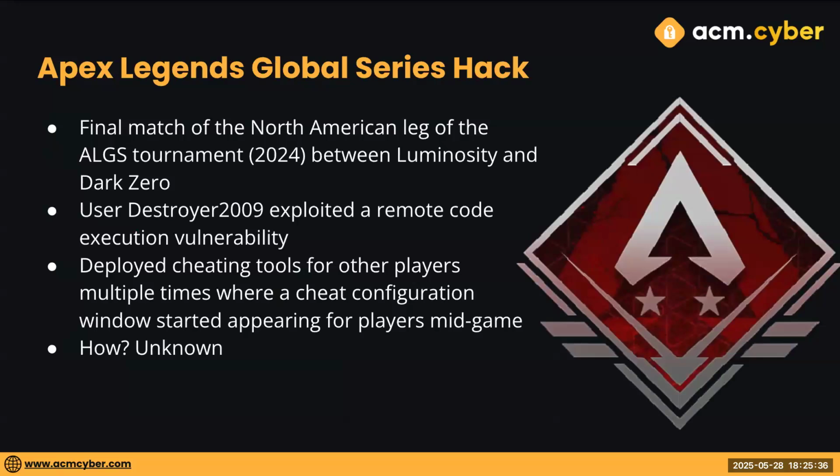Okay, so let's talk about a few famous hacking stories. In 2024, Apex Legends had a North American ALGS tournament between Luminosity and Dark Zero. However, something happened during this competition where it wasn't even the players themselves cheating. Somehow a user named Destroyer 2009, who had no relevance to this tournament, used a remote code execution vulnerability to get into the competition and started installing cheating software onto players' PCs. So instead of them being the one cheating, suddenly cheating windows would start appearing on their screen during the competition. Well, this is really bad.